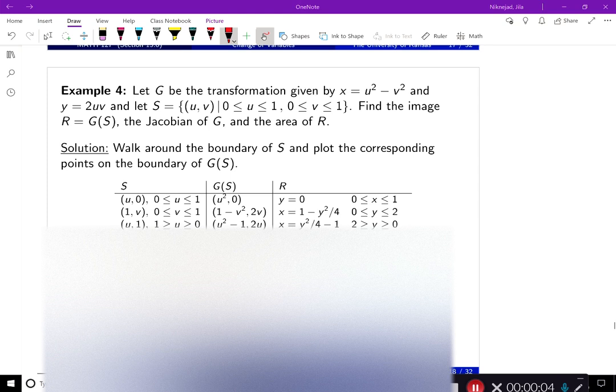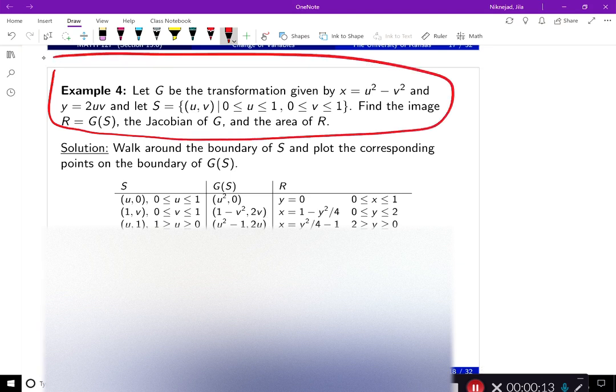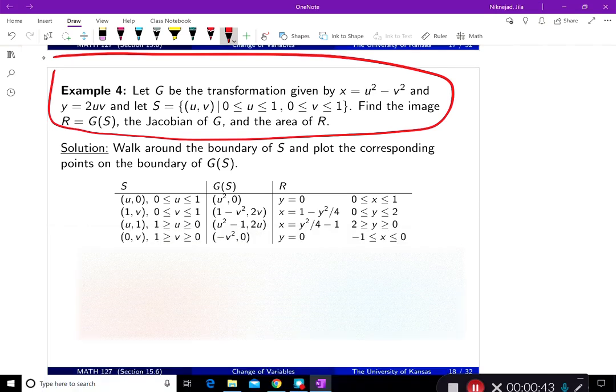We're continuing with section 15.6, change of variables. This is example number 4. Let G be the transformation given by x equal to u squared minus v squared, and y equal to 2uv, and let S be all points u and v such that u is between 0 and 1 including, and v is between 0 and 1 including. Find the image R equal to G of S, the Jacobian of G, and the area of R.